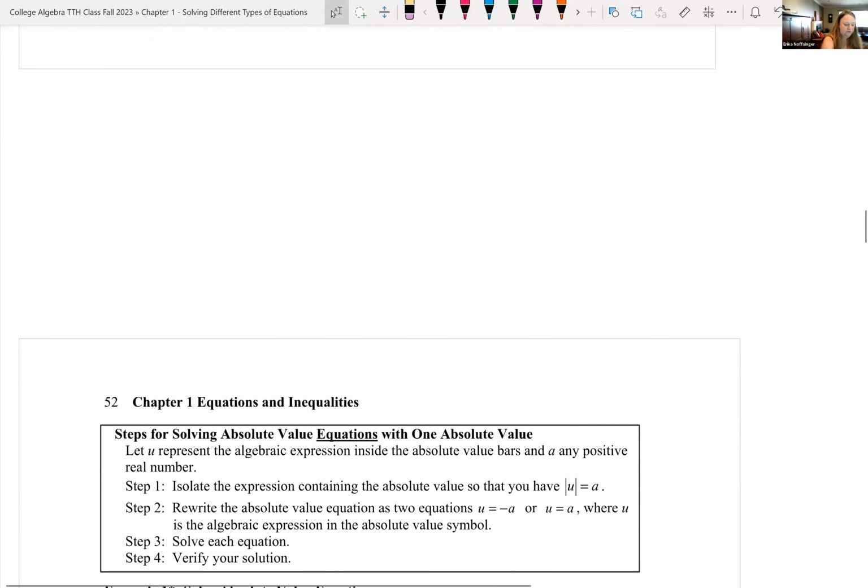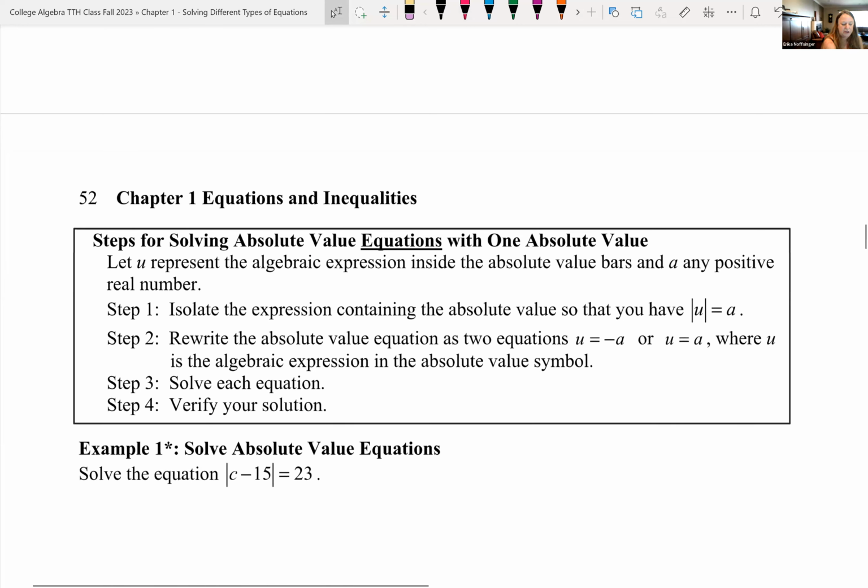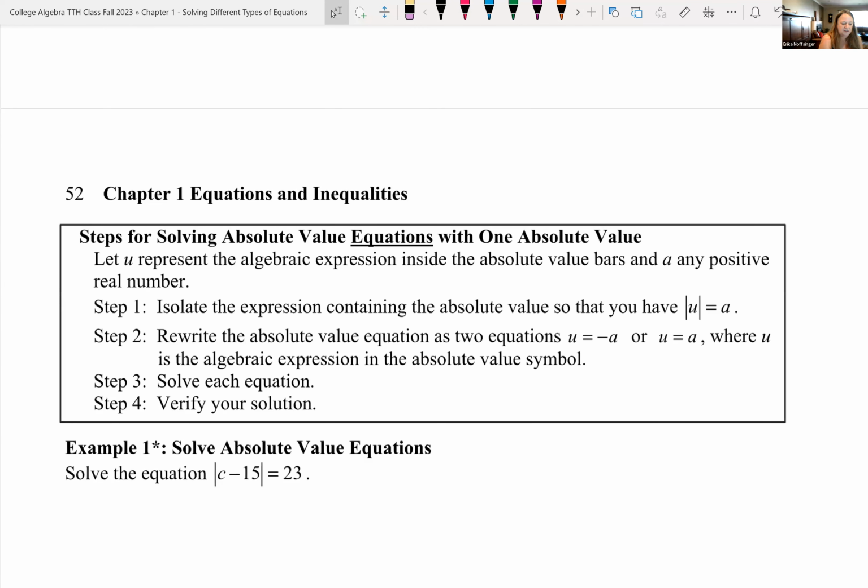So when you're solving absolute value equations with one variable, here are the process and the steps of doing so. Let u represent the algebraic expression inside the absolute value bars, and a be any positive real number. If the other side is not a positive real number, if it's a negative number, we can just stop and say there's no solution.